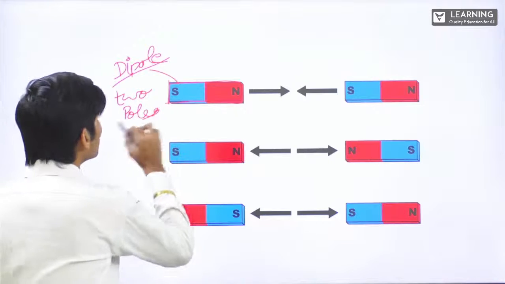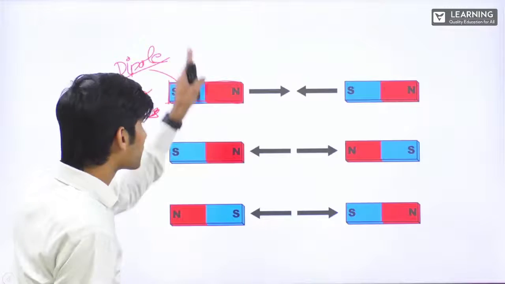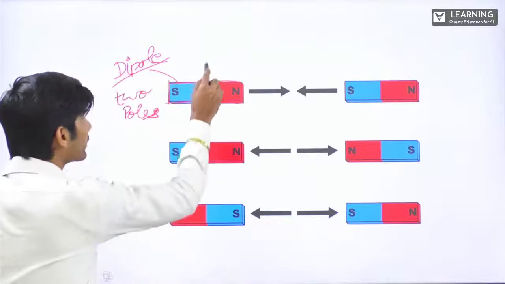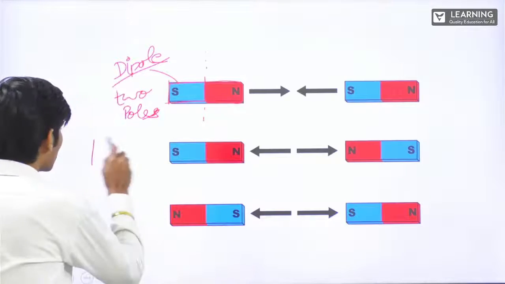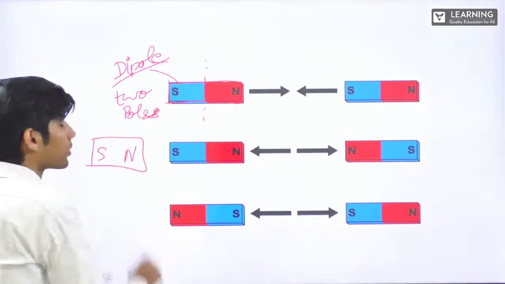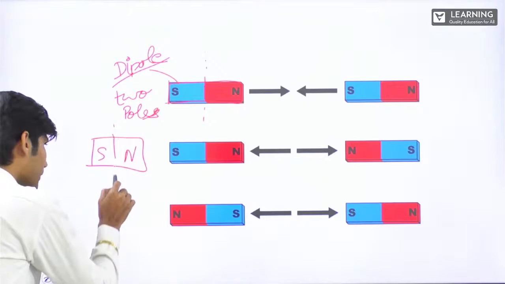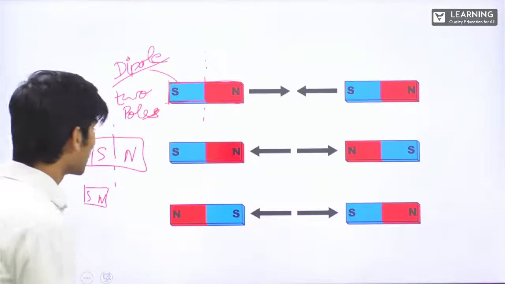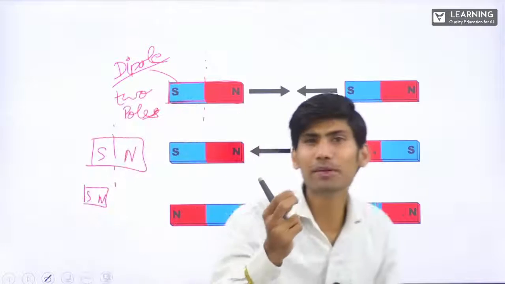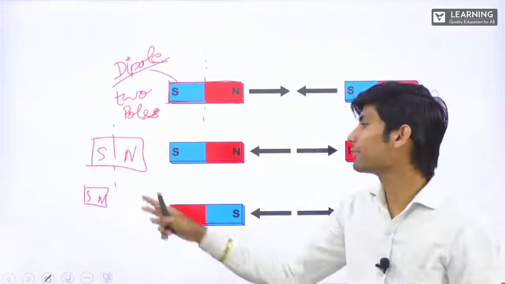North pole and south pole. Now if I break this magnet from the middle, let's say from here, still there will be two poles. This will be south, this will become north. If I break this further, still there will be two poles, north and south. If you break it into tiny pieces also, still every magnet will have two poles.